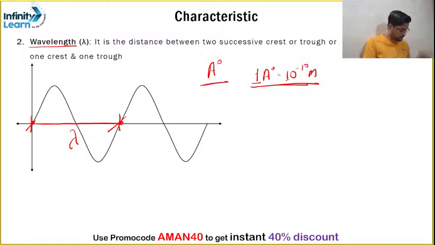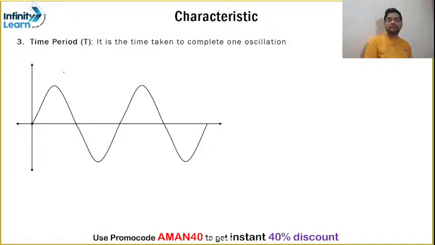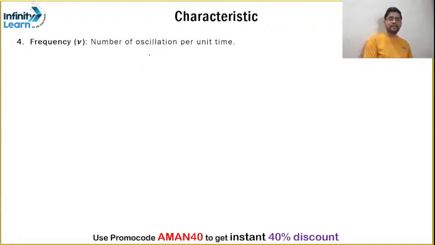Okay, clear. Next, time period. It is the time taken to complete one oscillation. That means starting from point A to reach point B this way, how much time is taken is known as the time period. Frequency is the number of oscillations per unit time. So frequency is basically equal to 1 by time.